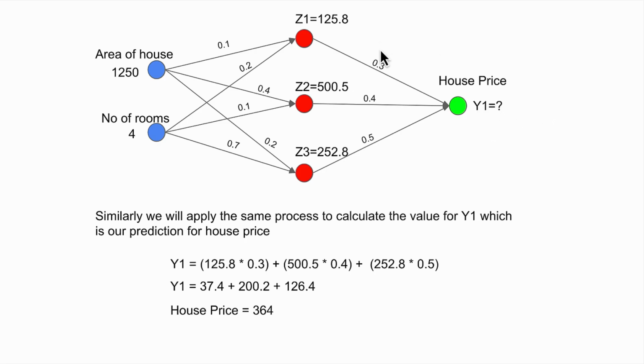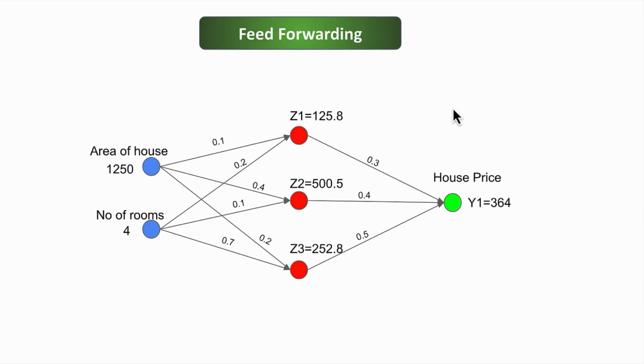And after that, we are going to update these weights. Once the weights are updated, the next time you pass the same values to this neural network, you are going to get a more accurate prediction compared to our previous prediction. But for now, we have passed input data to our neural network at the input layer, and we have calculated the value of the neuron at the output layer. And this process is called feed forwarding.